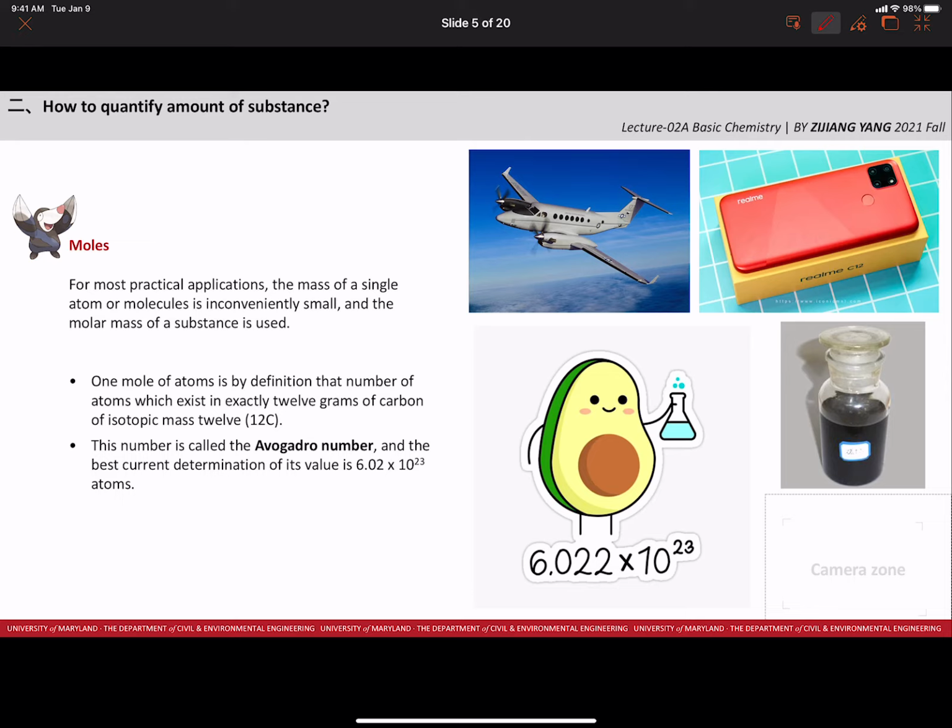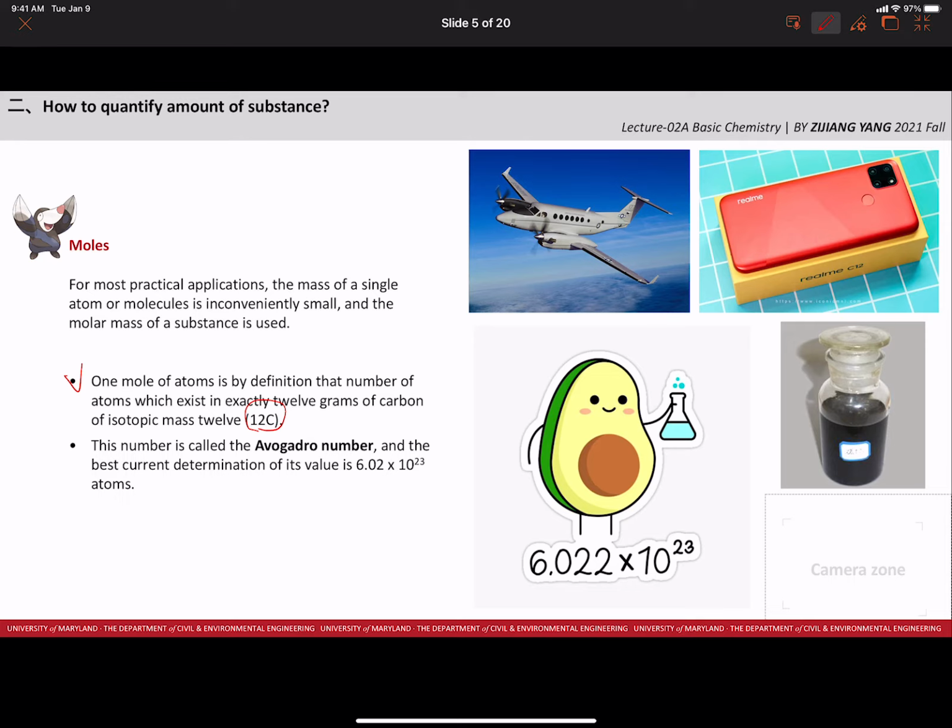We want to quantify the amount of substances. So I think the most famous one is the mole. And we know that mole refers to a Pokemon, and this Pokemon can use Earth magic. And here's the point. One mole of atoms is defined as the number of atoms in exactly 12 grams of the isotope carbon-12. So this is a carbon atom that has 12 atomic weight.